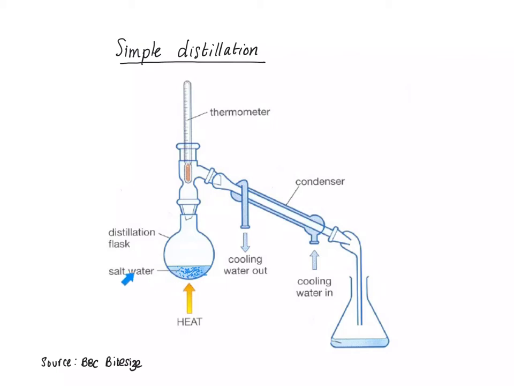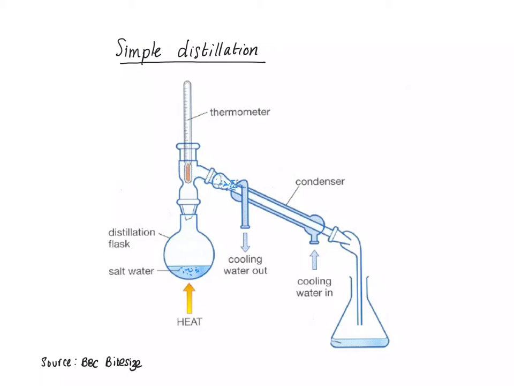So in this flask, we have some salty water. So that's water with salt, sodium chloride, dissolved in it. And what we're going to do is heat the salt water. As we heat the salt water, the water, which boils at 100 degrees C, turns from a liquid into a gas, goes into steam, and the steam rises, hits the thermometer, so the thermometer will read 100 degrees C.